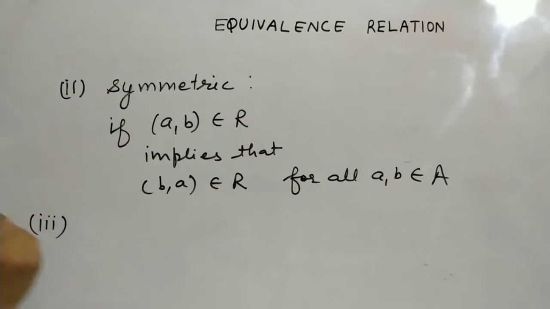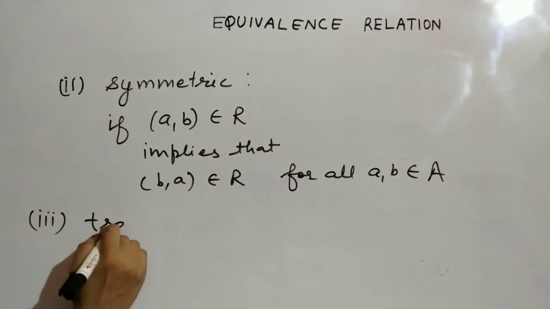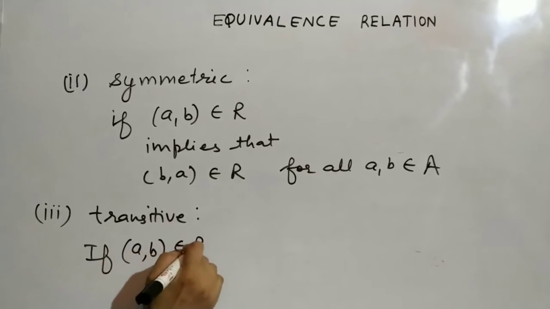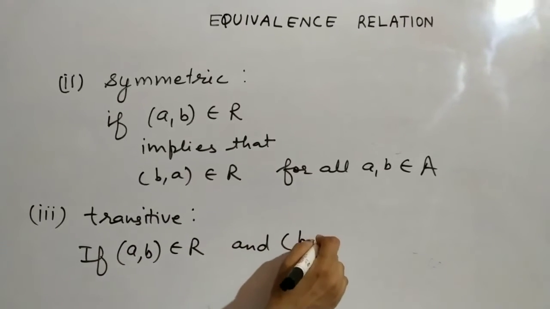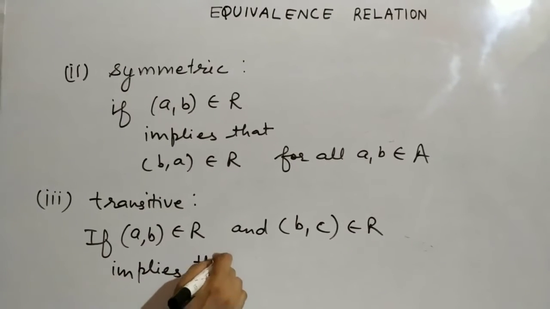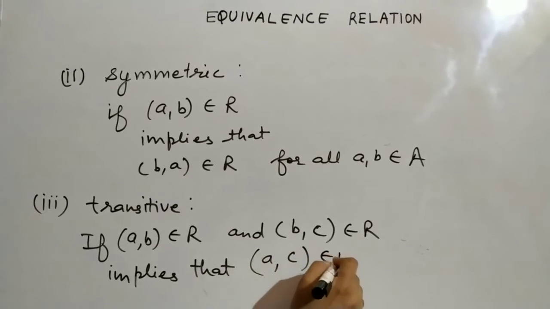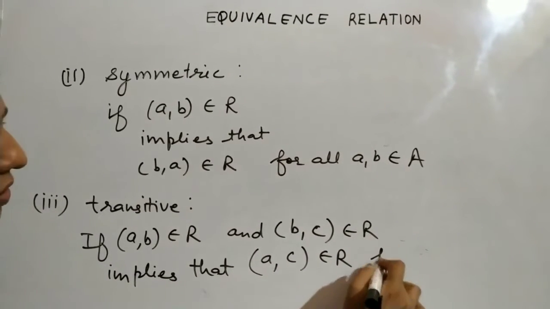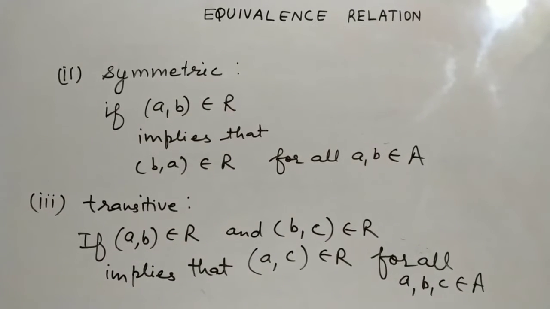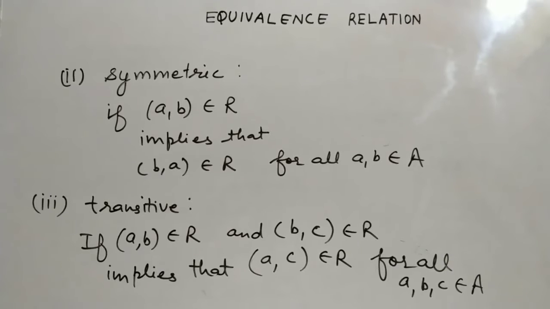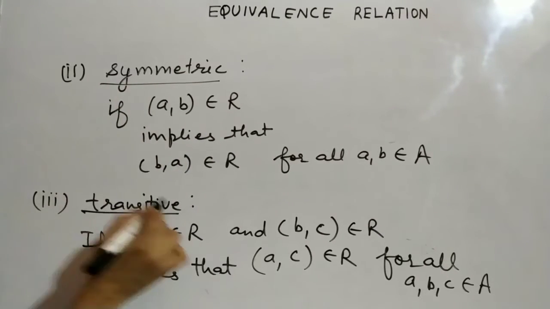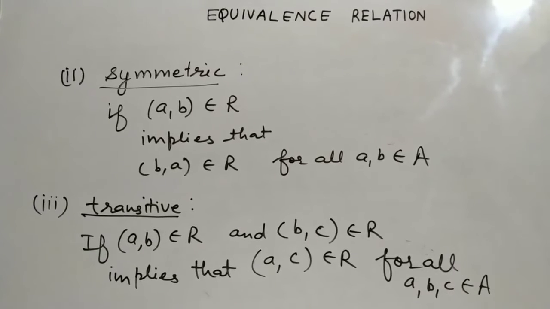Third one is, relation should be transitive, means if a, b belongs to R and b, c belongs to R implies that a, c belongs to R for all a, b, c belongs to given set A. If any relation R satisfies all three conditions, means if a relation is reflexive, symmetric and transitive, then that relation is said to be equivalence relation.